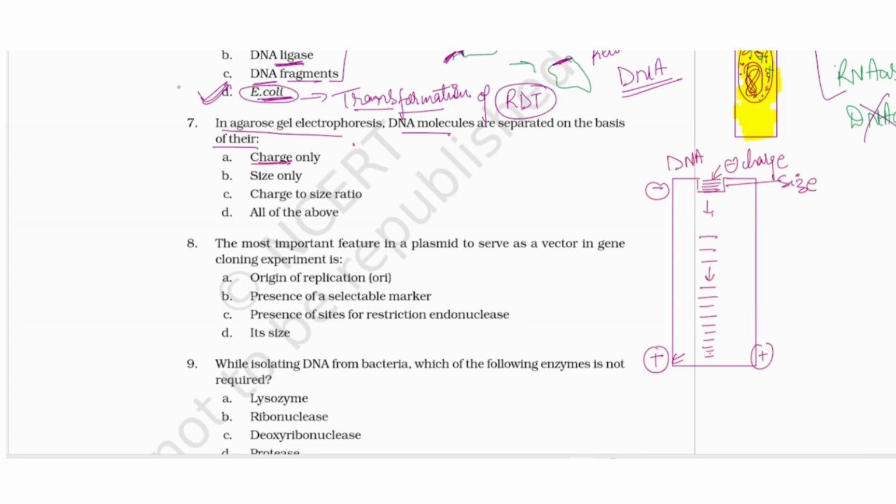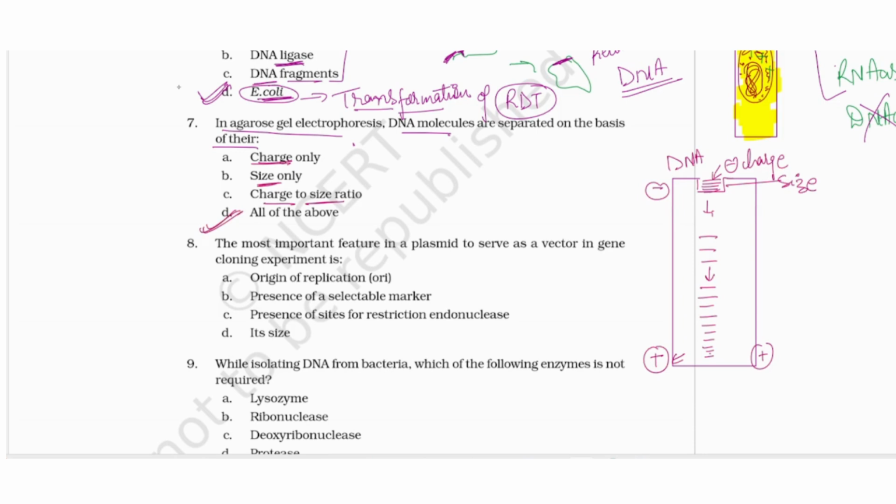It is just like if we are running in a race, those persons who have very low weight will run fast and they will win. The person who is very healthy, fatty, will not be able to run very fast. Just like that only. So it depends upon the charge, the size, as well as the charge to size ratio. So we will go with all of them.